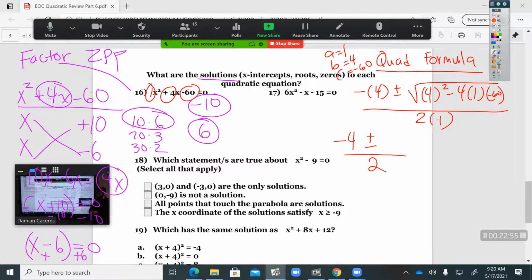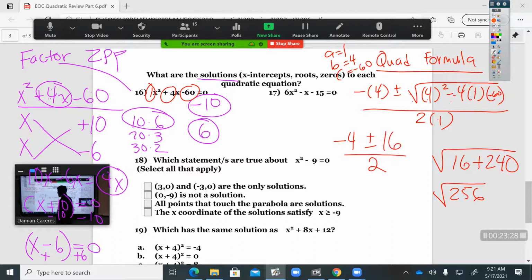The only thing we actually have to simplify ourselves now is the radical, the square root part. So on the square root part over here, you have 4 to the second power, which is 16. But you can't start subtracting here because there's multiplication to be done. So negative 4 times 1 goes first, which is negative 4. Negative 4 times negative 60, positive 240. Now you put it together, it gives you 256. You press the square root button, and it gives you 16.